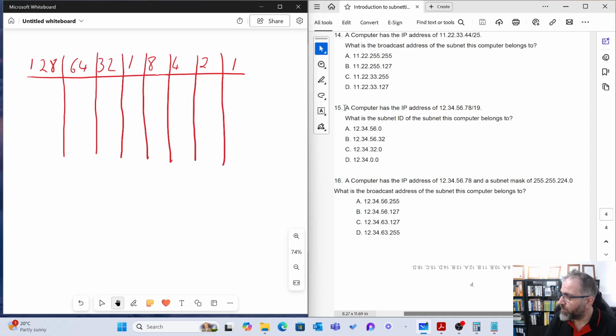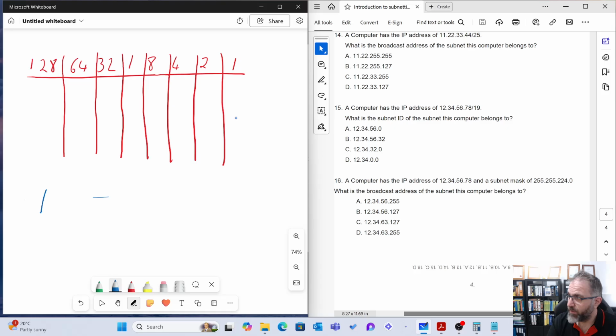All right, so we've got two more. So 15. We've got a blue color here. Look at this. Check this out. So we've got a computer with an IP address there. It's got a /19. This is going to be tricky. Which subnet ID does it belong to? All right, what are the facts?